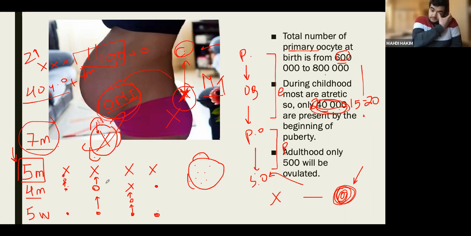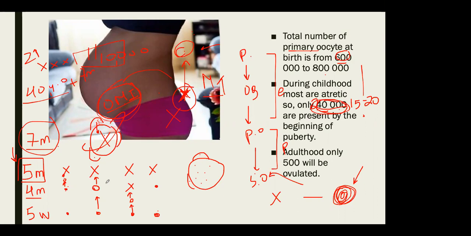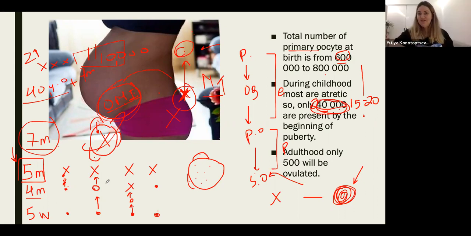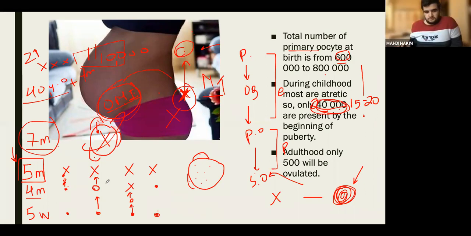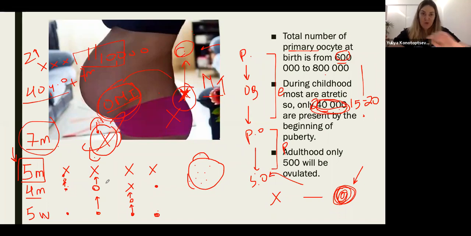Yes. How do we call these twins? Non-identical, fraternal. Yeah, non-identical because they come from 2 oocytes, right? Identical twins, they look the same, they come from 1 oocyte, but we'll talk about it at the end of our course. So is it clear, these numbers?